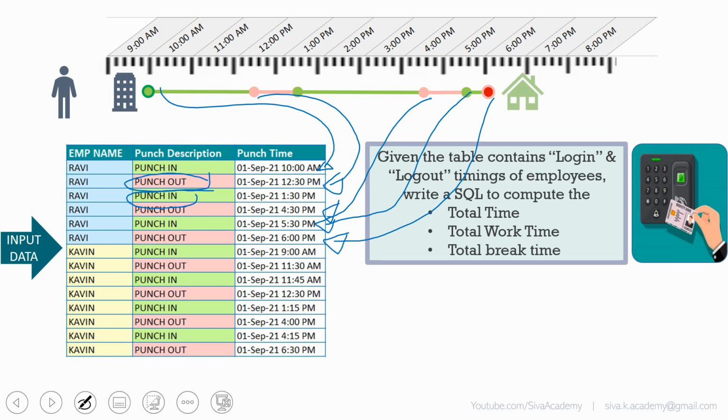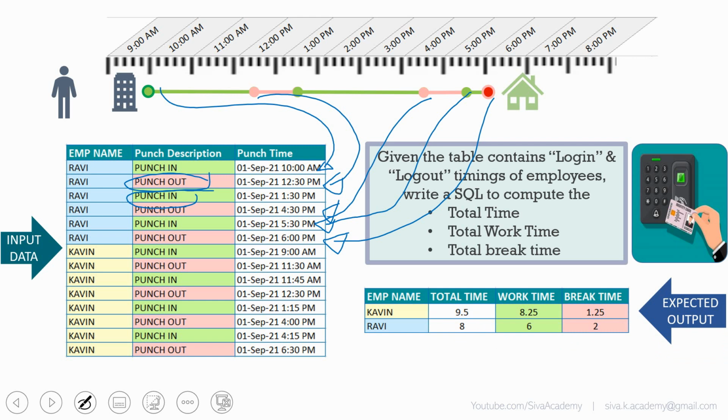Now the expectation is, given this table contains the swipe in and swipe out information of each employee, we need to write a query to find out the total number of hours he spent in office, out of which how many hours he spent in work time and how many hours he spent in break time.